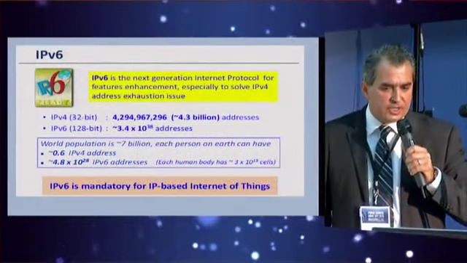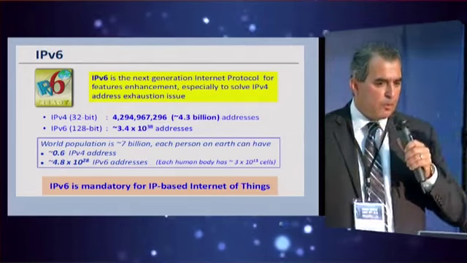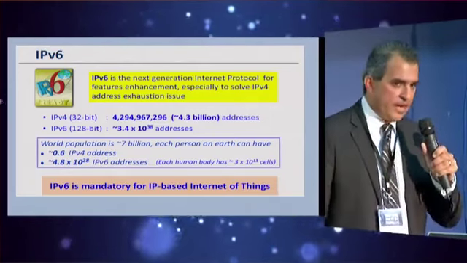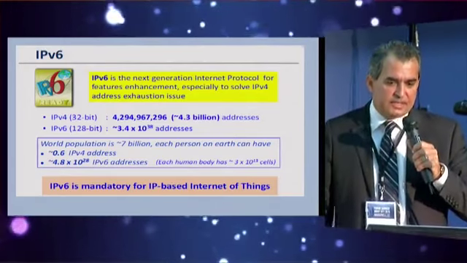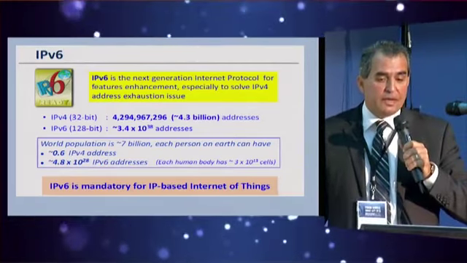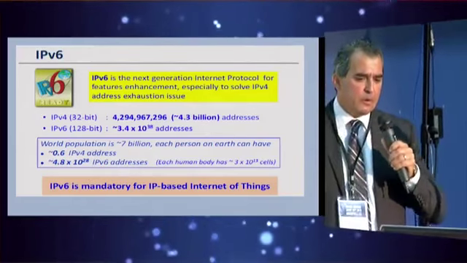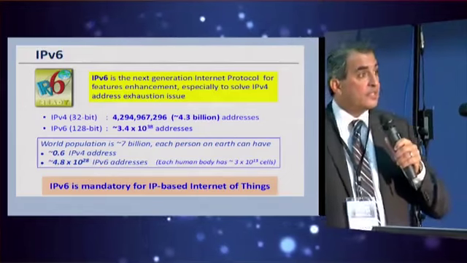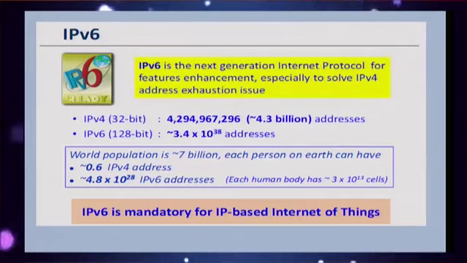The world population is 7 billion. Each person on Earth can have 0.6 IPv4 addresses. Yes, it cannot fit for all people. But when using IPv6, each person will have 4.8 times 10 to the power 28 IPv6 addresses. What does that mean? Having that huge amount of IP addresses, we can have as many devices as we want, and those devices, believe me, can be private devices.